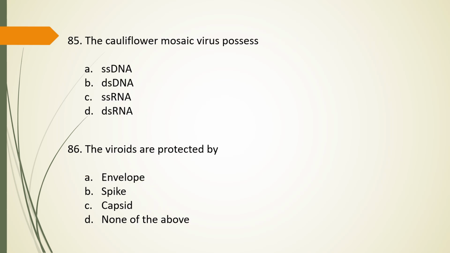Question number 85. The cauliflower mosaic virus possesses option A single-strand DNA, B double-strand DNA, C single-strand RNA, D double-strand RNA. The correct answer is option B double-strand DNA. Question number 86. The virions are protected by option A envelope, B spike, C capsid, D none of the above. The correct answer is option D none of the above. Unlike the genomes of conventional viruses, virioid genomes are not protected by a protein capsid.